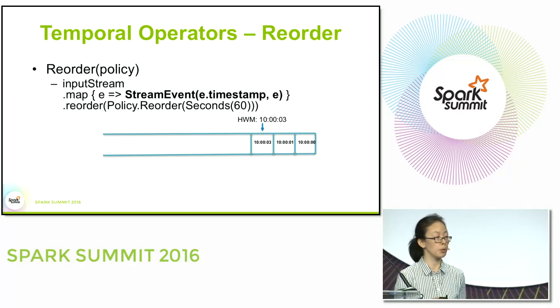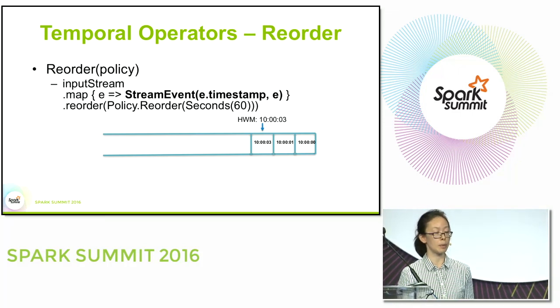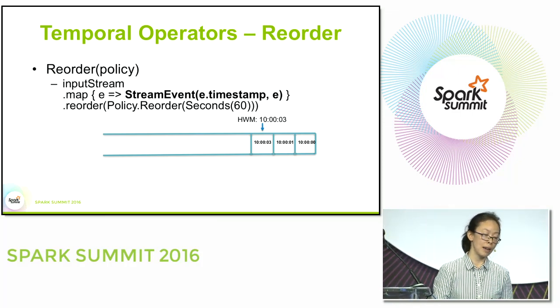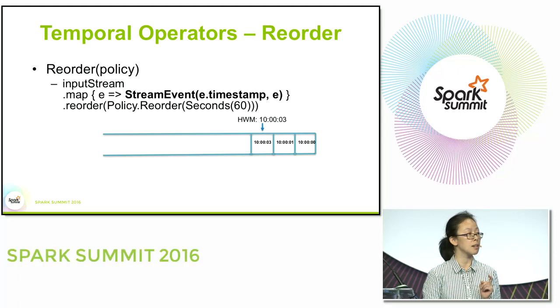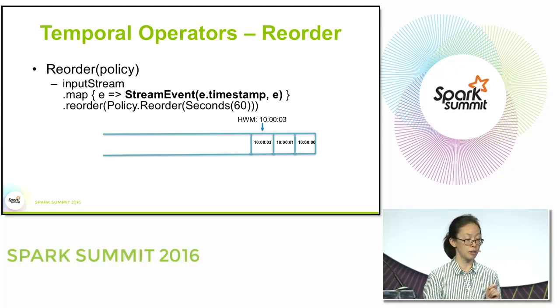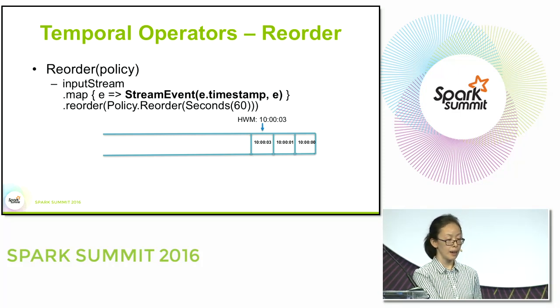So let's say, suppose we already got events with timestamps 10 o'clock, 10 o'clock 1 second, and 10 o'clock 3 seconds. We maintain a high watermark timestamp, which is the largest timestamp we got so far. So right now, our high watermark timestamp is 10 o'clock and 3 seconds.